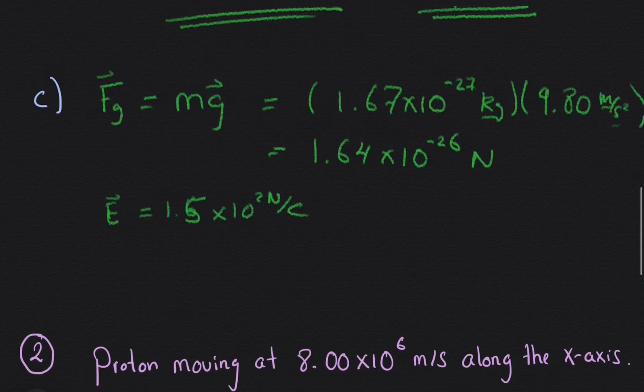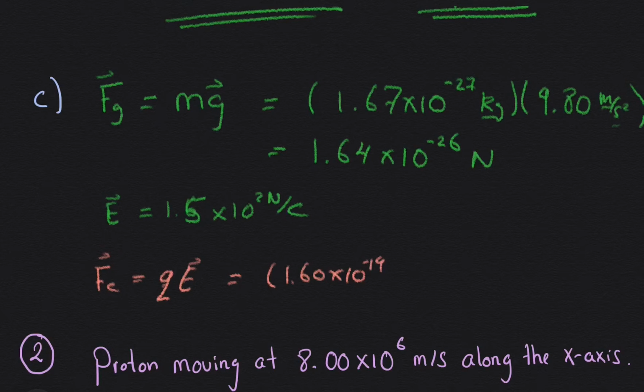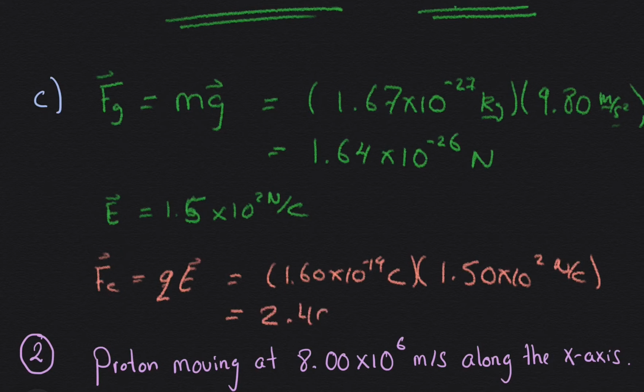Let me change the color. So we have the force due to electric field, and there we have an equation that will relate the force, charge, and the electric field, which is F is equal to QE. So we have 1.60 times 10 to the negative 19 coulomb multiplied by 1.50 times 10 to the 2 newtons per coulomb. Okay, and you will have 2.40 times 10 to the negative 17 newtons.